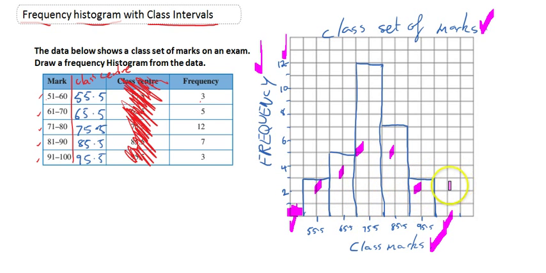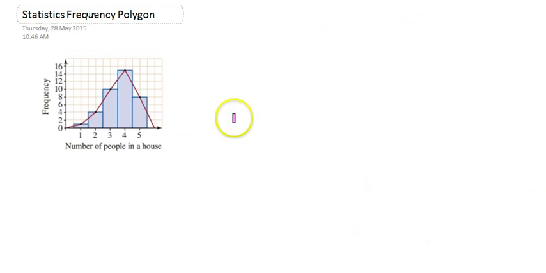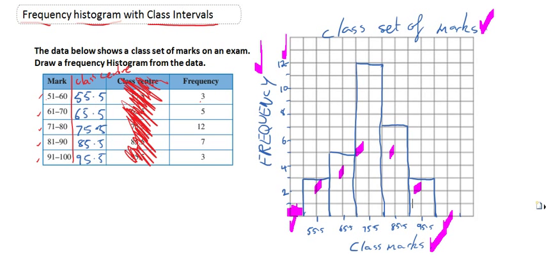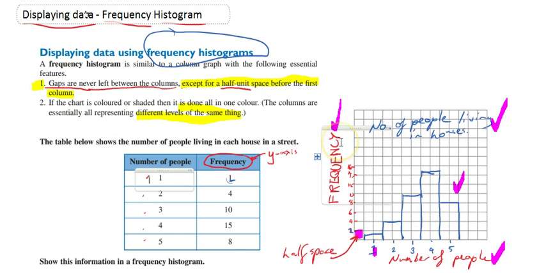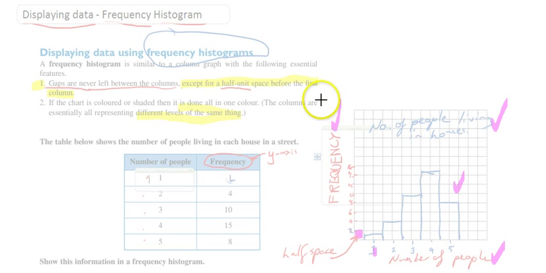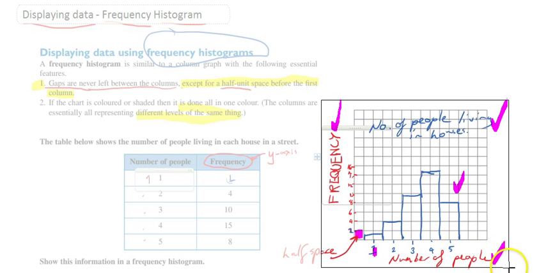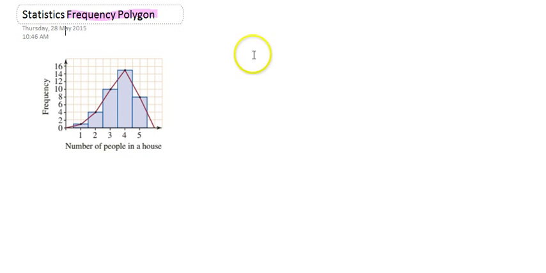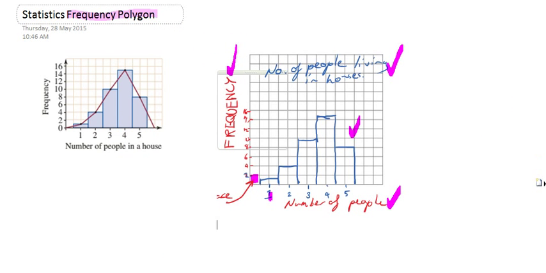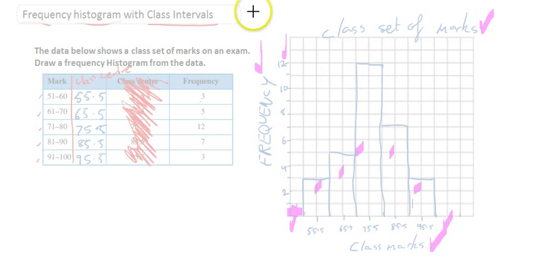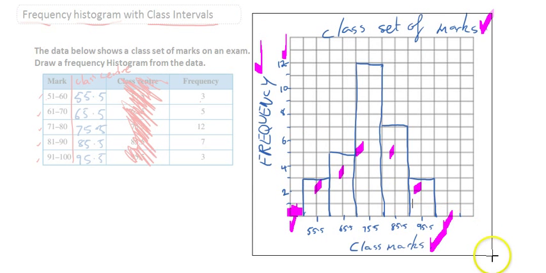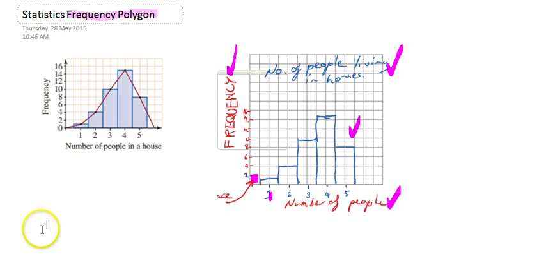Now, something that goes along with frequency histograms very regularly is something called a frequency polygon. A frequency polygon is the red line that you see here. Now, we're just going to draw a couple of those. We're going to draw them using our previous examples. Let's bring that onto this page so we can draw it, and we'll do another one with this one. Bring this onto this page.